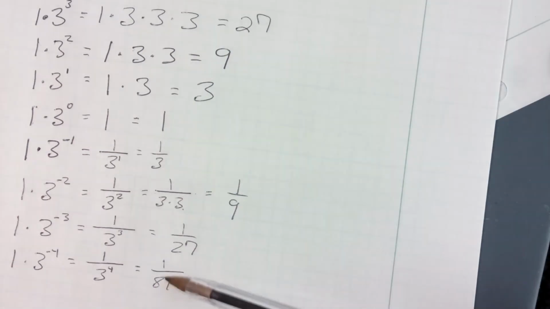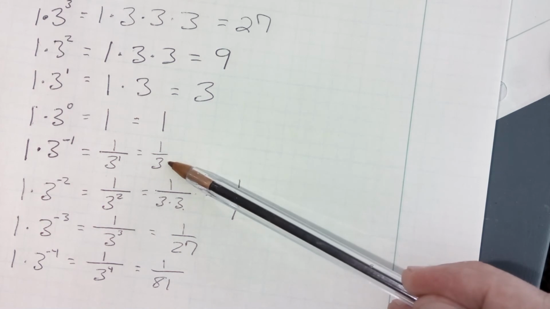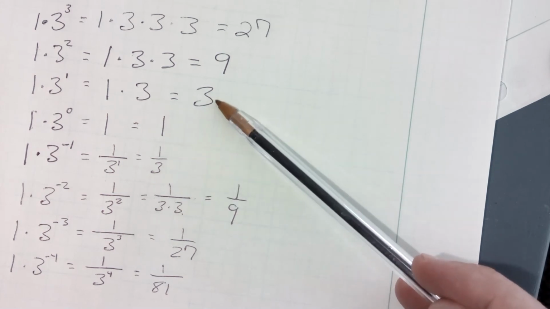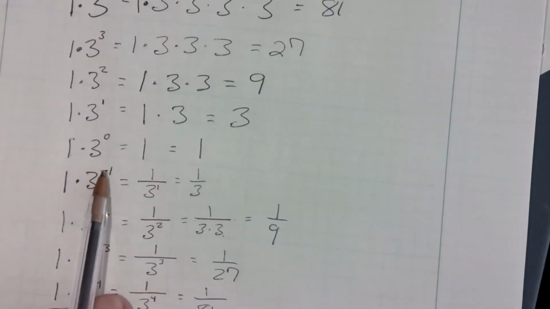Now look at the pattern here along the side. I have 1/81, 1/27, 1/9, 1/3, 1. Then I have the reciprocals, 3, 9, 27, 81. So in other words, think of this negative exponent as doing the reciprocal of this multiplication, or this 3.